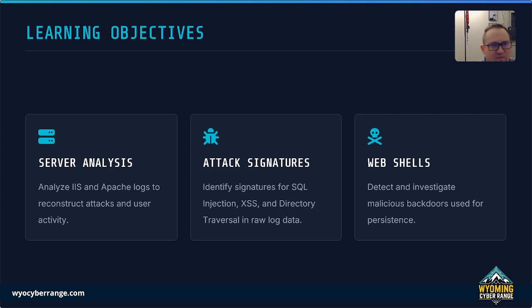Now, the exam itself is going to frequently test your ability to read raw text logs. You should be able to differentiate normal user traffic from malicious scanning or exploitation attempts. Simply by looking at the URL string and HTTP status codes, you should be able to tell whether or not it was an attack.